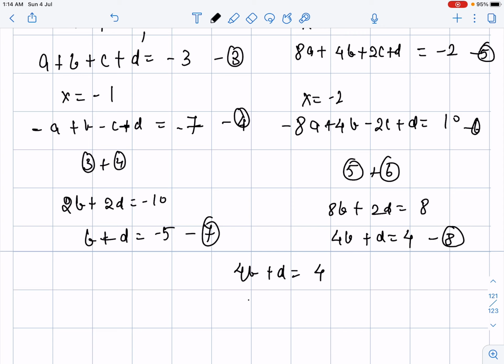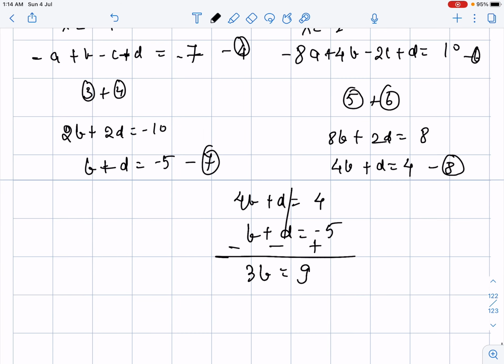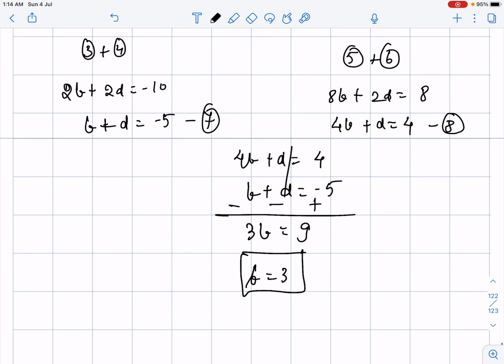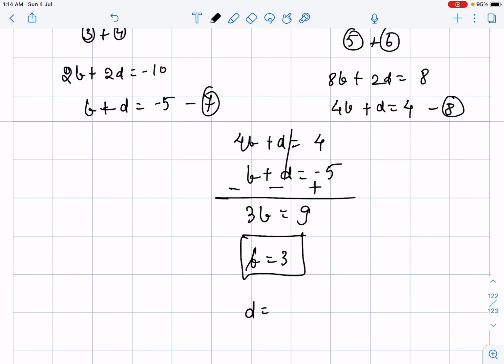Now we have 4b plus d is equal to 4 and b plus d is equal to minus 5. Now subtract these two equations. So we'll get 3b is equal to 9 over here. So b is equal to 3. So the value of d will be equal to minus 5 minus 3, that is minus 8. Hope you guys would have got my point. The value of b we got, the value of d we got.